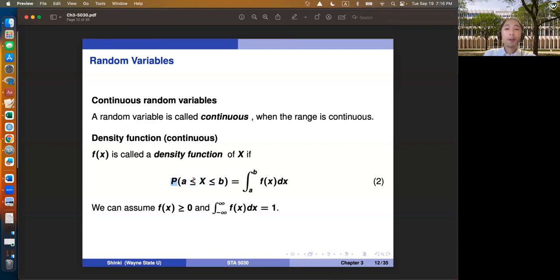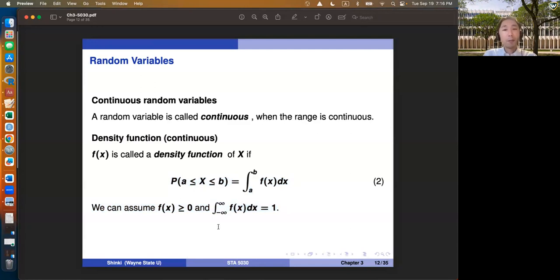So the probability of X being between a and b corresponds to the area under the curve y equals f of x, between x equals a and x equals b. That is the way to define probability for continuous random variables. So f of x is a kind of continuous version of a histogram. Then we think about the area of the histogram to calculate the probability. That is the idea. So the total probability is 1.